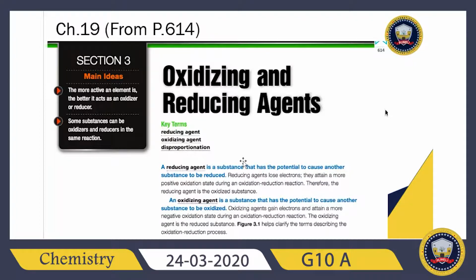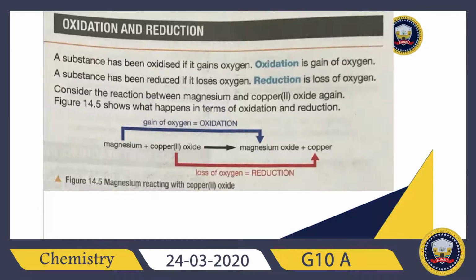You will tell me, teacher, I did not understand. Okay, I will show you a formula now. You see here: magnesium plus copper(II) oxide yields magnesium oxide plus copper. Now, you remember also I told you oxidation is what? It's not just about electrons, it's also about oxygen. So remember that oxidation is also gain of oxygen. Reduction is loss of oxygen.